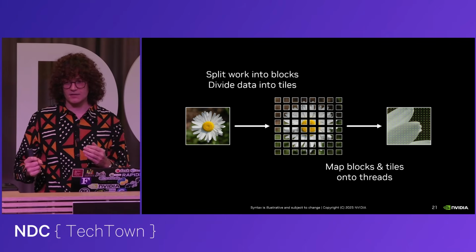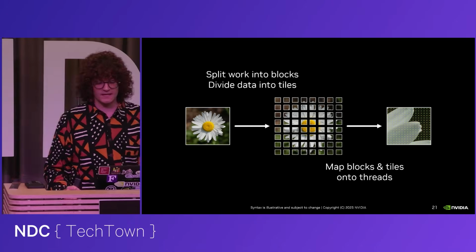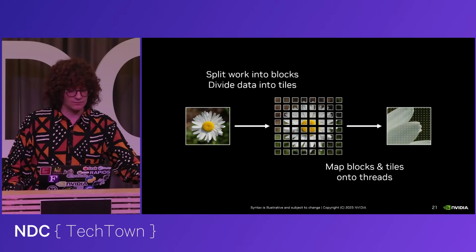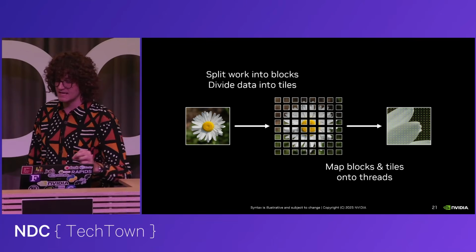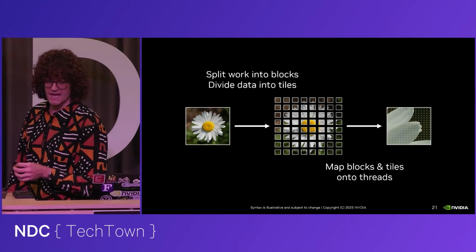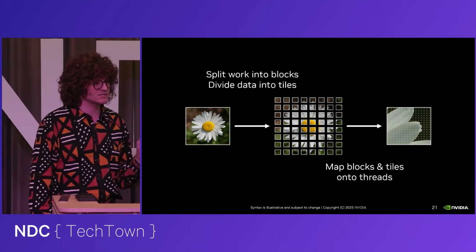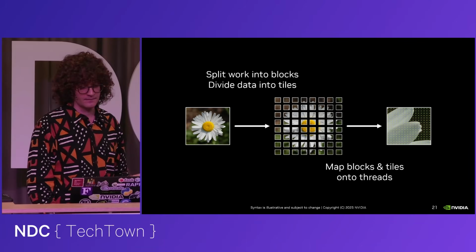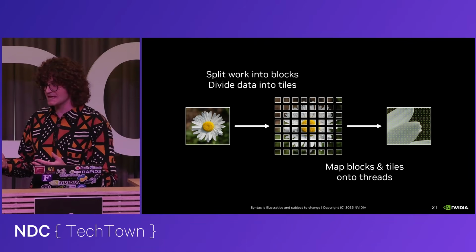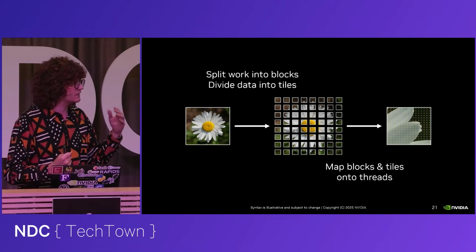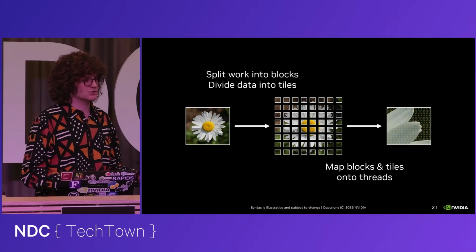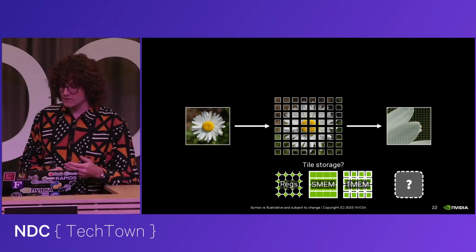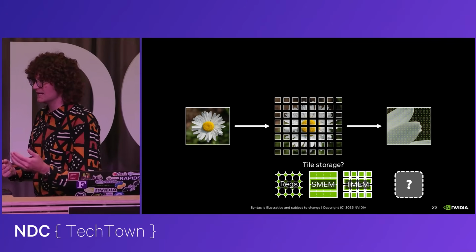In both SIMT and tile programming, the user is responsible for splitting the computational work into blocks and dividing the data into tiles. The key difference between SIMT and tile is who is responsible for mapping blocks and tiles onto execution resources and memory. So once you've partitioned your work and data, exposing parallelism, there's still a lot of decisions to be made. What elements of data will each thread work with? Where does each thread keep copies of those elements?